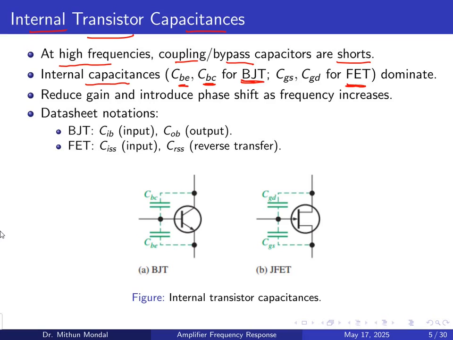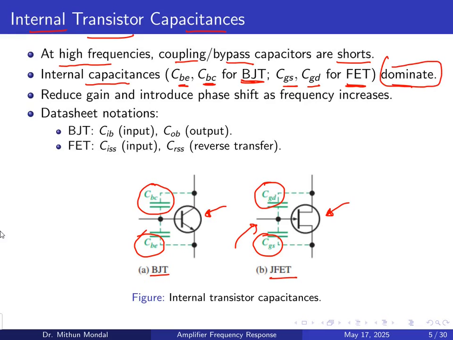In case of FET, we talk about the gate-source capacitance and the gate-drain capacitance. This dominates. Here you can see the circuit. This is the BJT circuit and this is the JFET, junction field effect transistor, circuit. These are the internal capacitances: base to collector, base to emitter. In case of FET, this is gate to drain and gate to source. These internal capacitances will be dominating when we talk about the high frequency region.